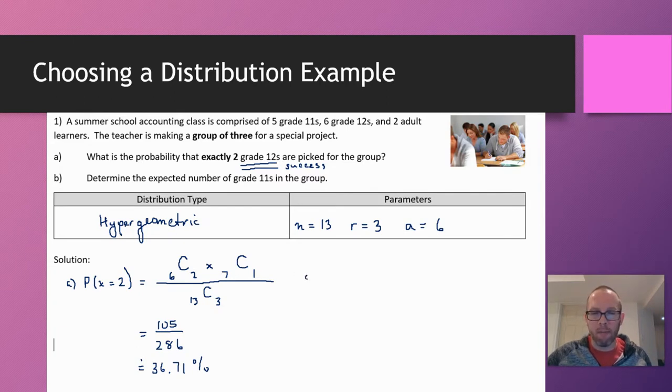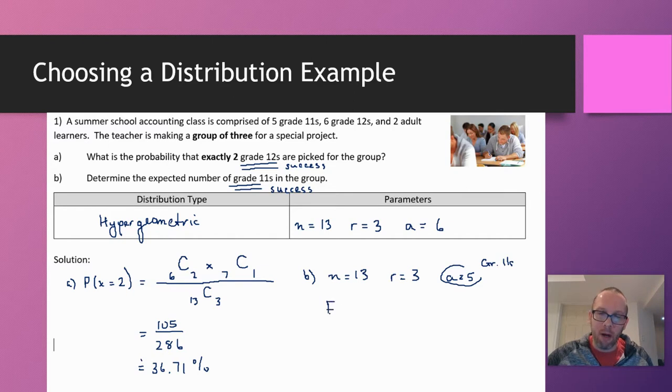Let's do part B. So notice for part B, we're finding the expected number of grade 11s. So part B is changing up what a success is going to be. Now a success is a grade 11. So N is still 13. There's still 13 students. R is still 3. We're still picking a group of 3, but this time we'll use A equals 5 because we are now just talking about grade 11s. So A and B are kind of unrelated questions in a bit, right? They're different parameters. So keep that in mind. It's like a separate question, just kind of a separate scenario.